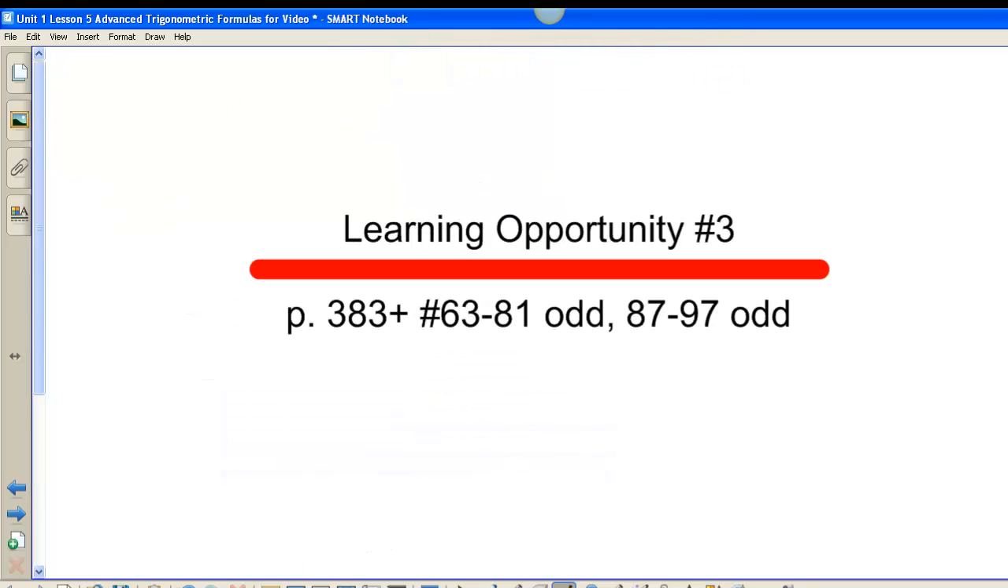So the learning opportunity number 3 is to try page 383, numbers 63 to 81 odd, and 87 to 97 odd, and you will have the class period after this to work on it.